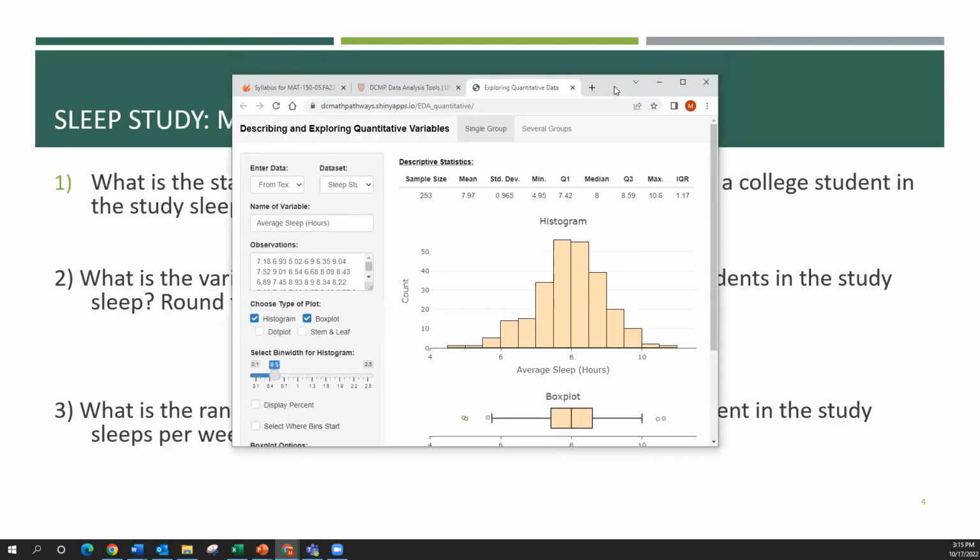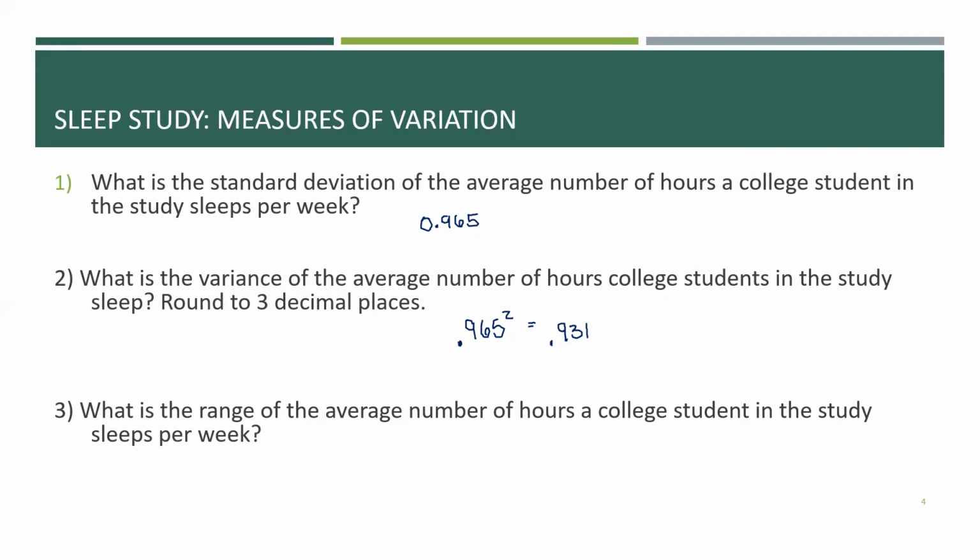Now, to figure out the range, I'm going back to the app. Here I notice the maximum of 10.6 and the minimum of 4.95. So in order to find the range, I take the maximum of 10.6 and I subtract the minimum of 4.95, and I just do that on my calculator. And I get 5.65.